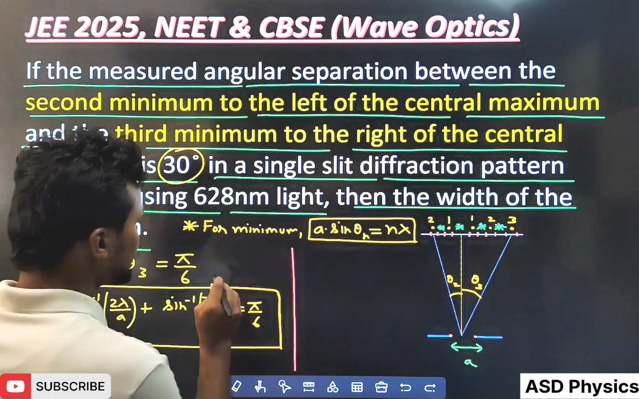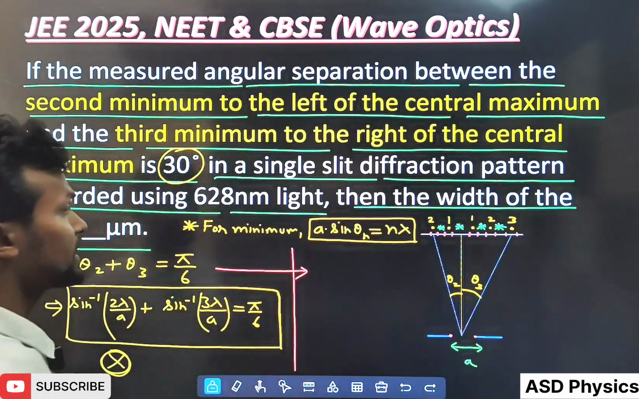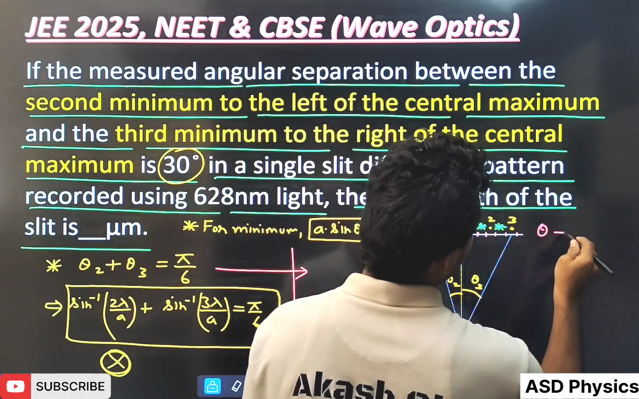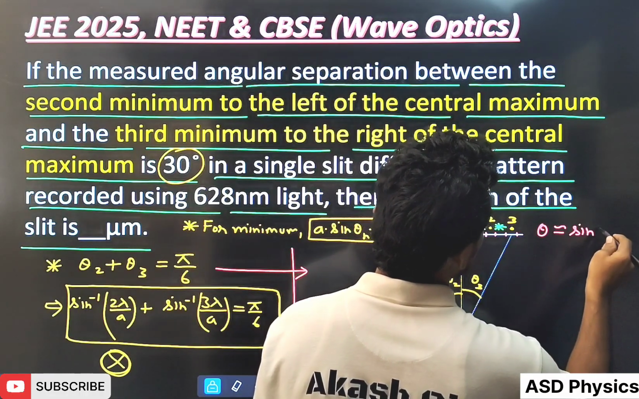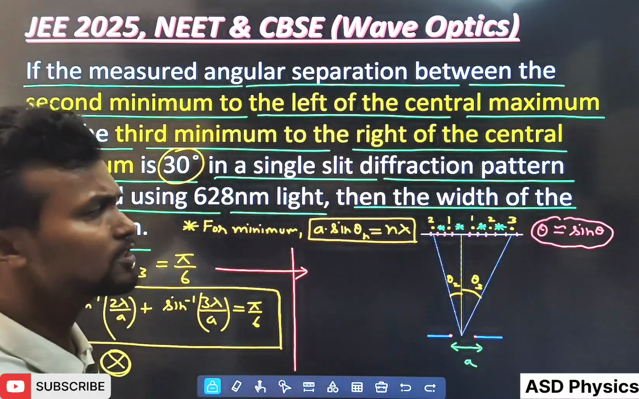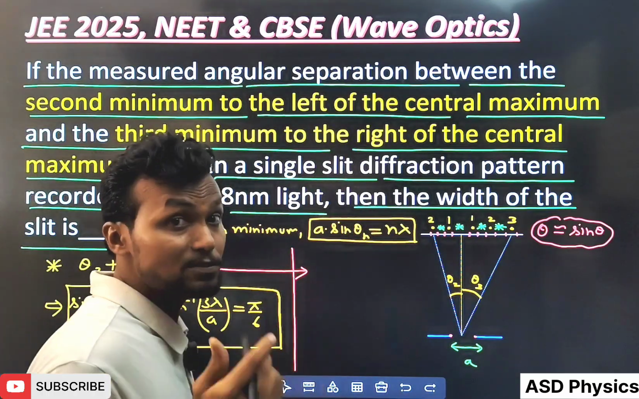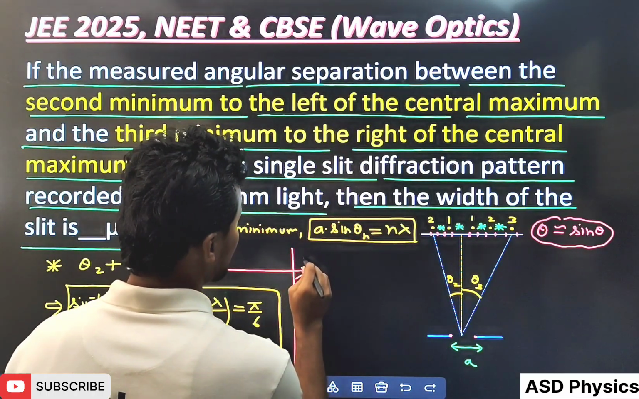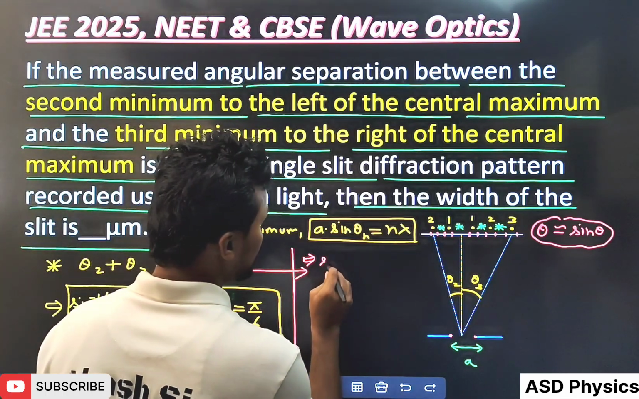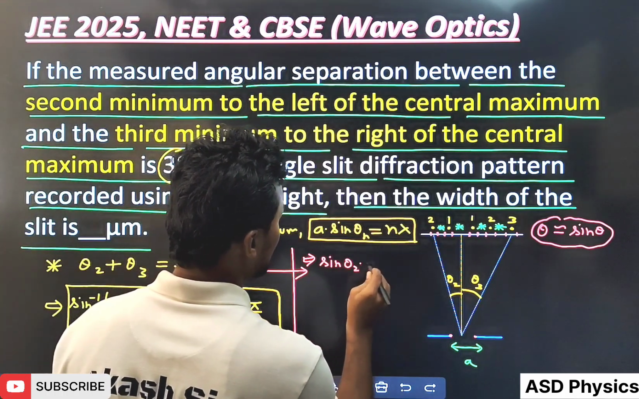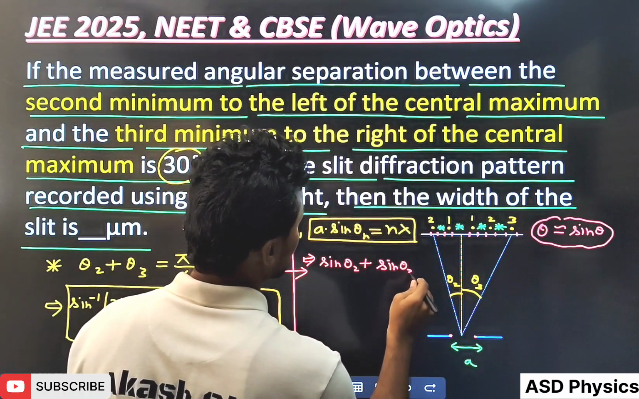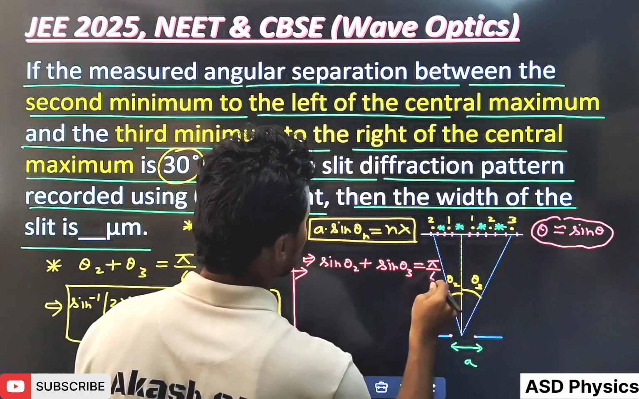So what can I tell here? I will use the approximation. What does the approximation tell? If the angle is small, theta can be considered as sin theta. I will use this approximation here to avoid the calculation, because sometimes it is required in a question, otherwise it will become very problematic. So for theta 2, I can just write sin theta 2 plus sin theta 3 is equal to pi by 6.